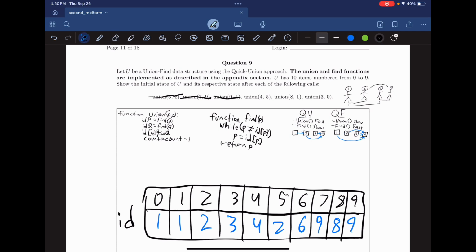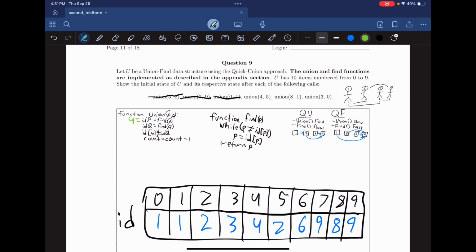Next we have union of 4, 5. So we have P is equal to 4, 5 is equal to Q. IDP equals find of 4. So we go ahead and check array index 4. We see, is the value at array index 4 equal to 4? Yes, they are. So we go ahead and set 4 equal to the IDP.